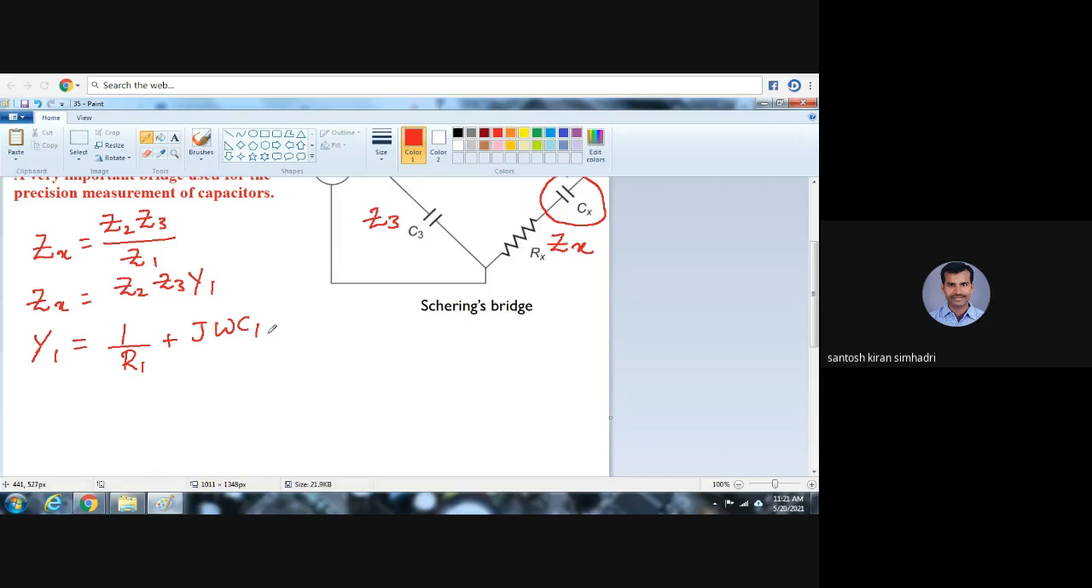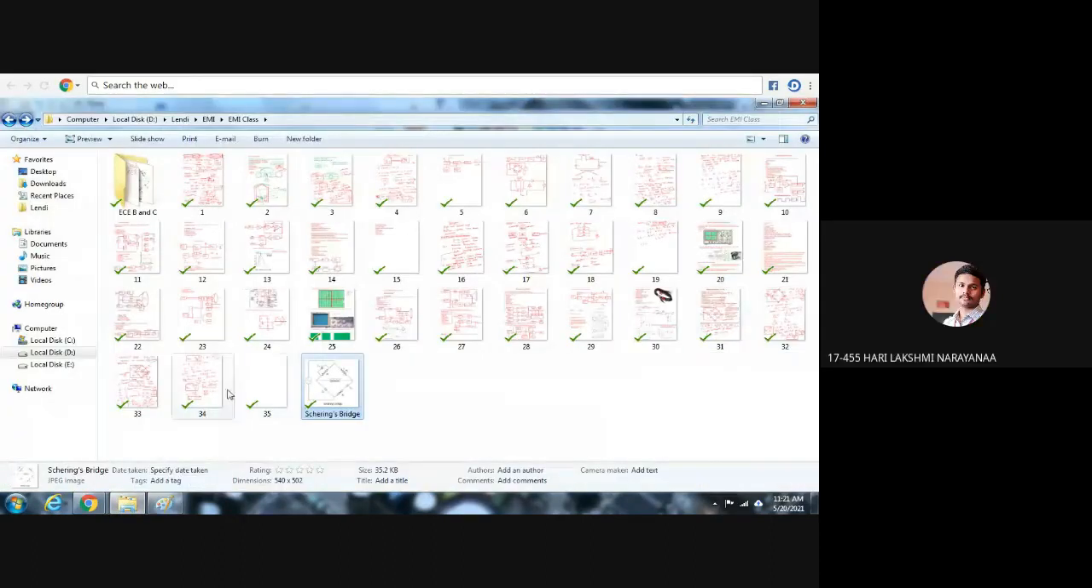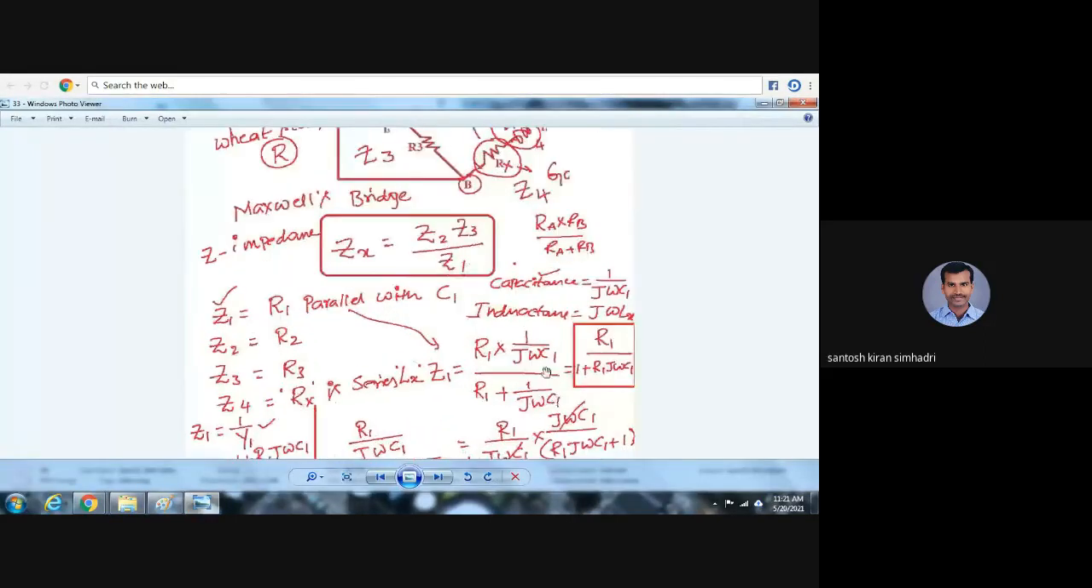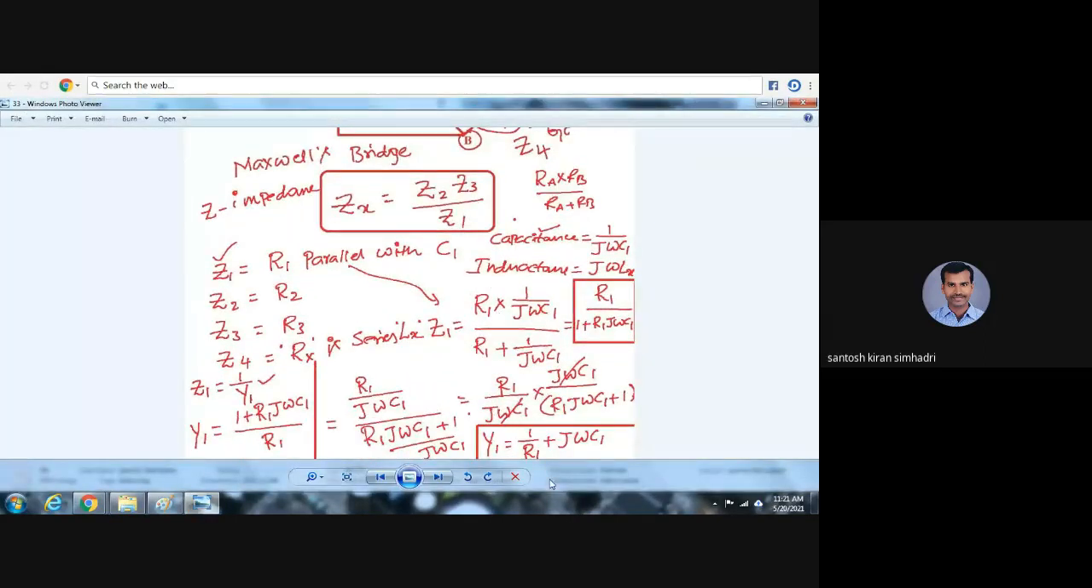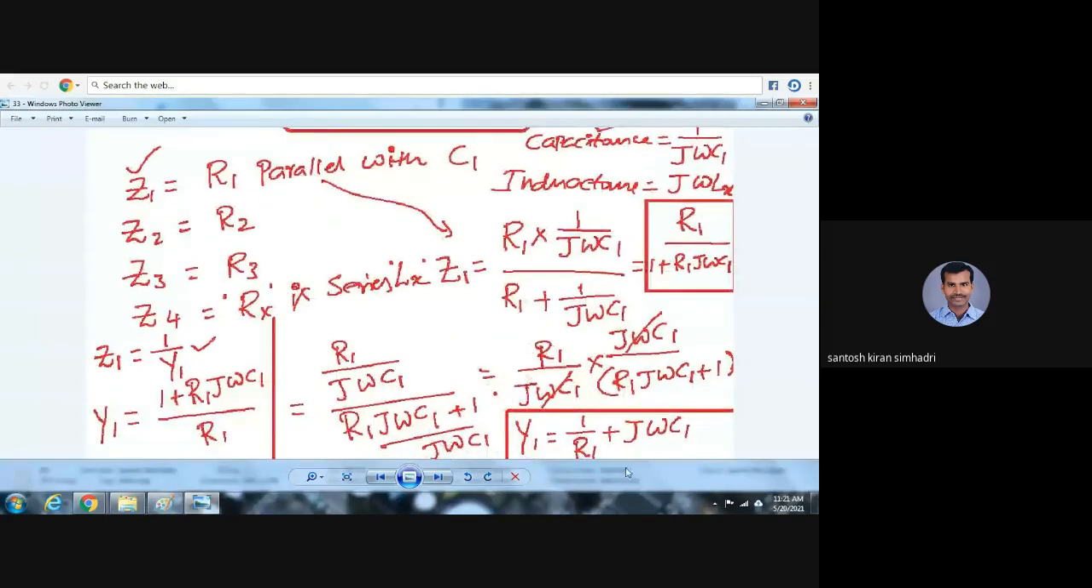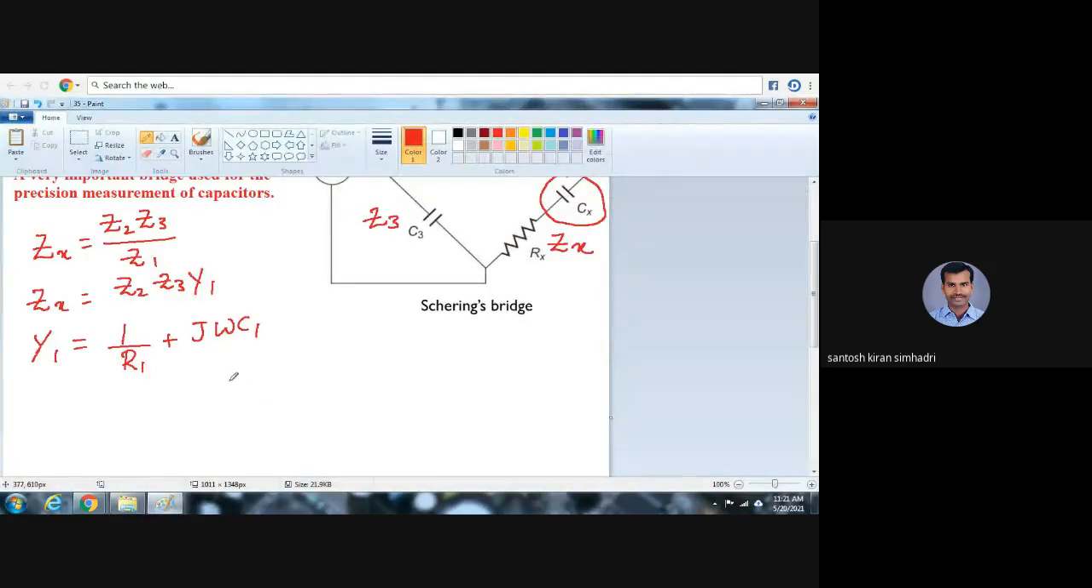Is it okay? Otherwise, shall I show the previous slide? One second, I will show you. See here. What is Y1? Y1 equal to 1 by R1 plus j omega C1. No issue. Now it's fine. I will save this one.